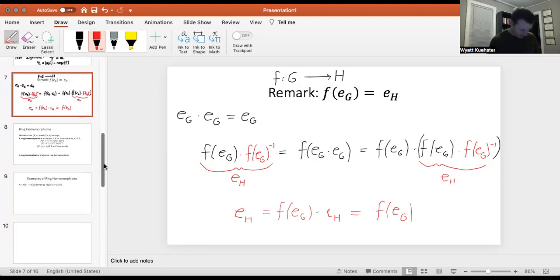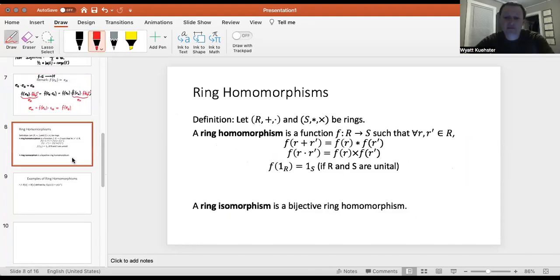Okay, now let's do ring homomorphisms. So for a ring homomorphism, now you have to respect both the multiplication and the addition. So remember the ring R was an abelian group under the first operation. So R should be an abelian group under plus, and then dot should be an associative binary operation that distributes over plus. And similarly, S should be an abelian group under star, and cross should be an associative binary operation that distributes over star. So we have two operations in a ring.